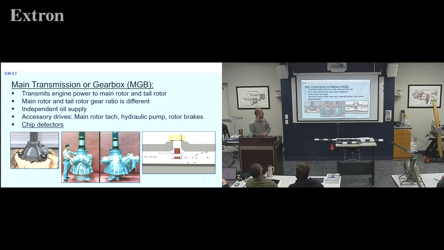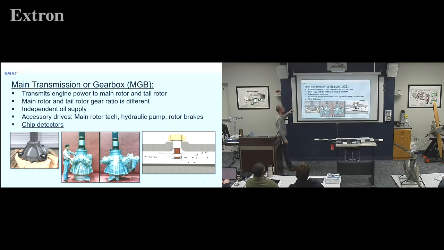Independent oil supply, they'll have independent oil supply. So even the tail rotor gearbox will have its own oil supply. Okay? And hopefully a sight window. And hopefully you'll check it more than you do your drivetrain oil in your car, right? Because nobody does that, right?